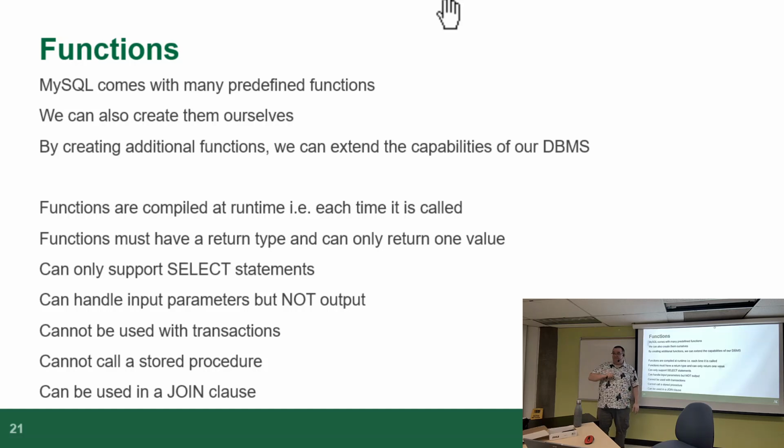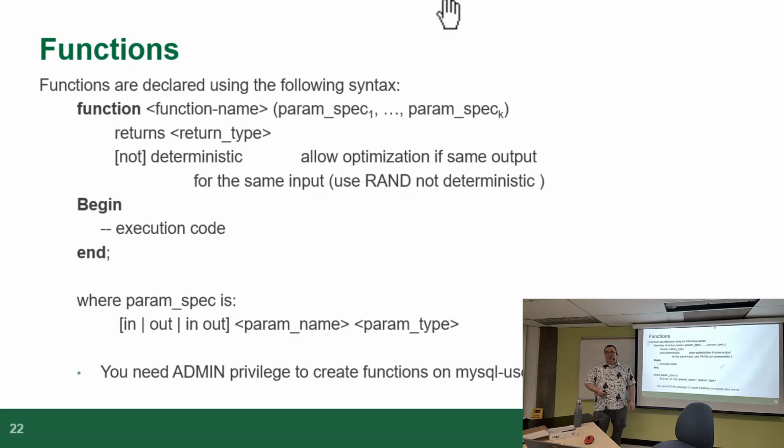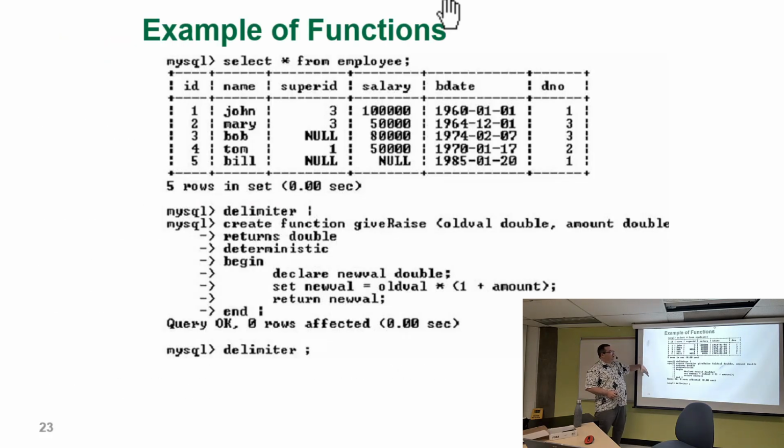Functions must have a return type and can only ever return one value, just like JavaScript, just like Python. It only has select statements. It has input parameters, but no output parameters. It can't be used with transactions. It can't call a stored procedure. But it can be used in a join clause. So it's just brutal.